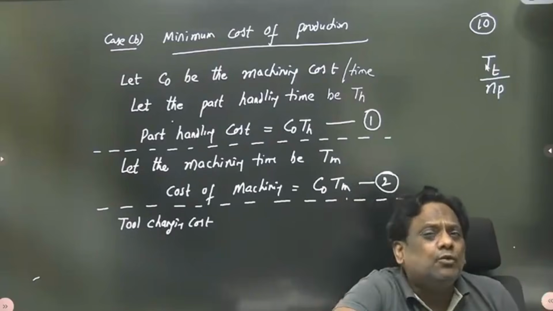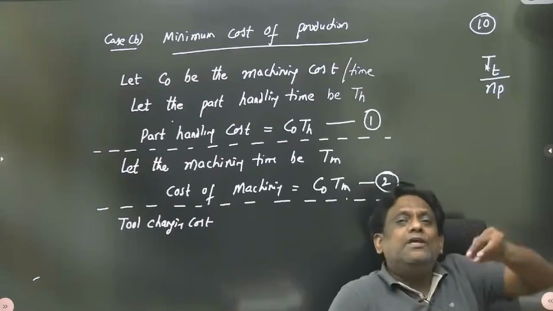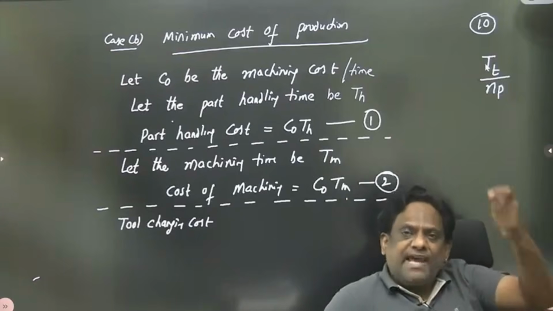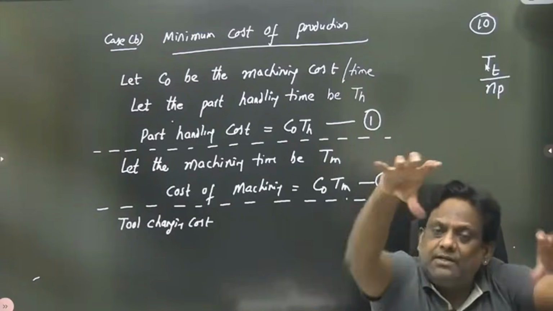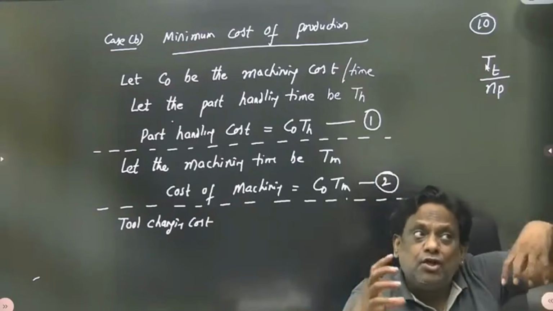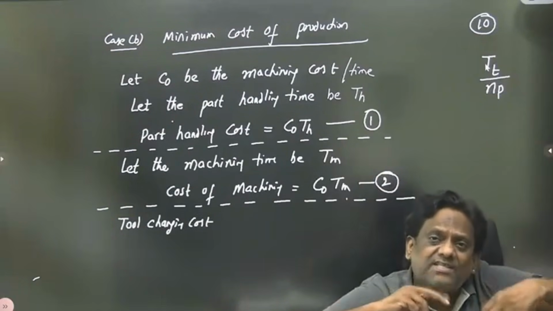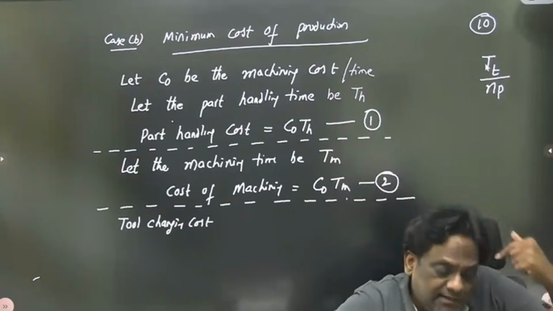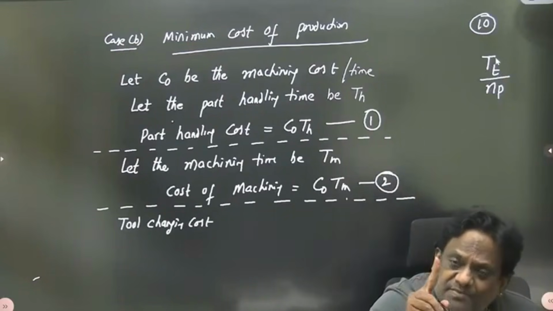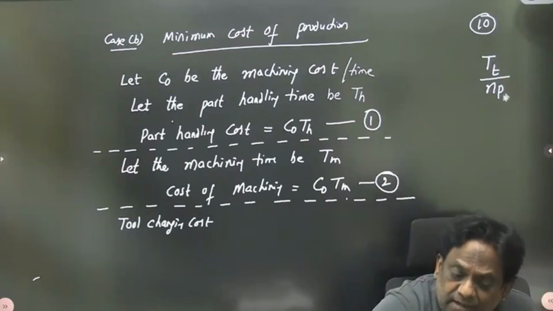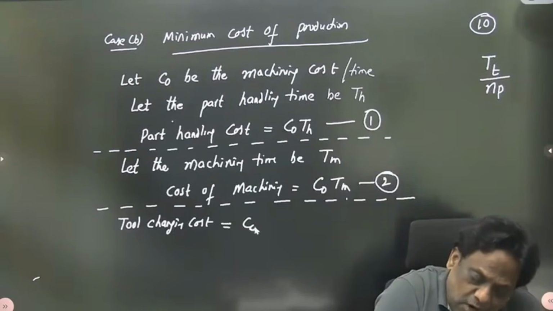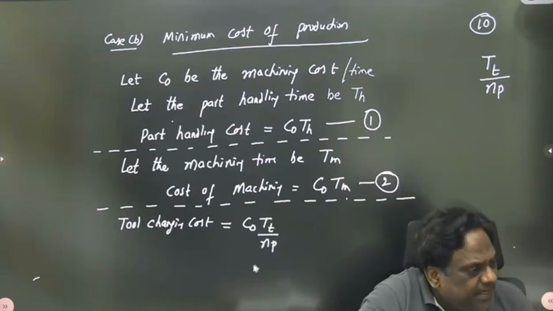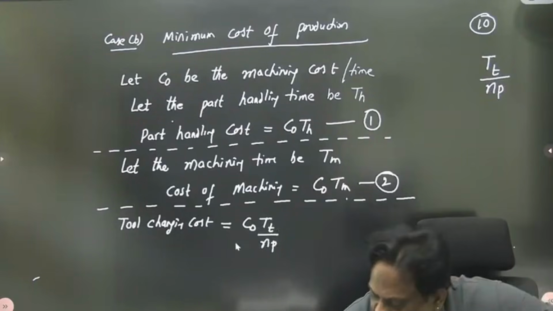Who is changing the tool? The same operator only, who is charging C naught rupees. The same operator is loading the workpiece, so C naught into TH. The same operator is machining, C naught into TM. The same operator is changing the tool, C naught into TT, but TT is not for one piece. Divide with NP, it will be per piece. So therefore, tool changing cost will be equal to C naught into TT by NP. Did you not understand, sir? Please tell, did you understand this? No sir.